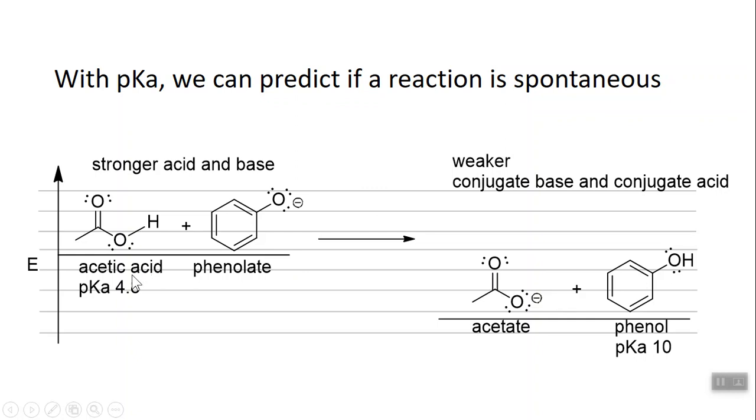And so, for instance, here we have acetic acid, and we look at the functional group, and we know from the previous table that the pKa is around 4.8. And then we can look at the conjugate acid, which would be phenol, pKa is 10. And as long as we're going from a stronger acid to a weaker conjugate acid, then the reaction is going to be spontaneous.